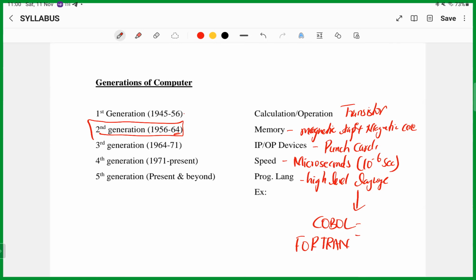ಈ ಟೈಮಲ್ಲಿ ಬಿಸ್ನೆಸ್ ಓರಿಯೆಂಟೆಡ್ ಆಗಿ ಕಂಪ್ಯೂಟರ್ ಜಾಸ್ತಿ ಯೂಸ್ ಮಾಡ್ತಿದ್ರು ಸೊ ಅದಕ್ಕೆ ಬೇಕಾದಂತ ಒಂದು ಭಾಷೆ ಆಗಿತ್ತು ಕೊಬೋಲ್, Common Business Oriented Language. And Fortran is very simple, you might have heard before: formula translation.